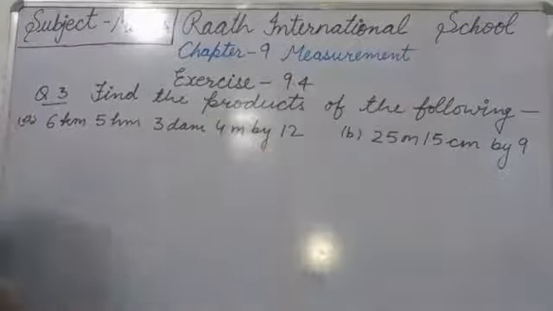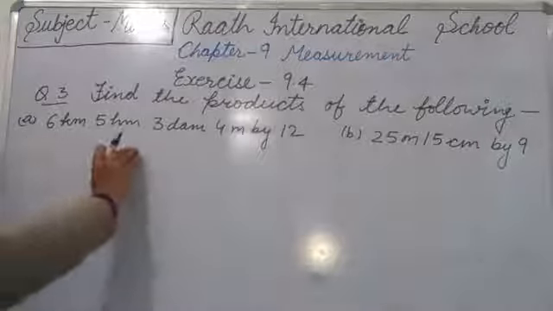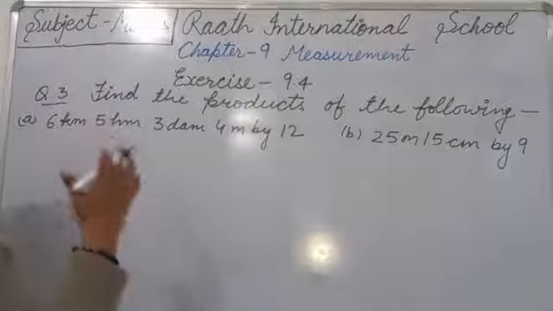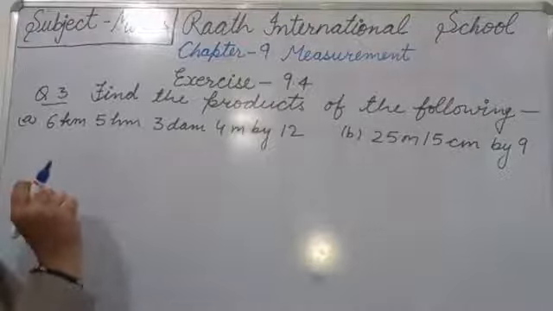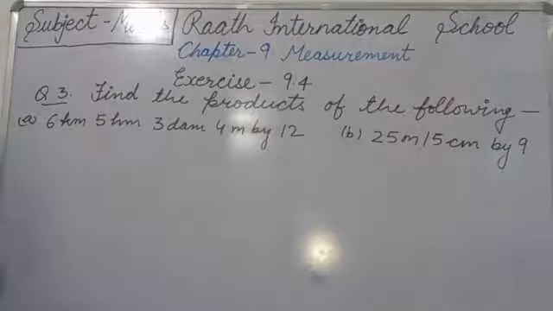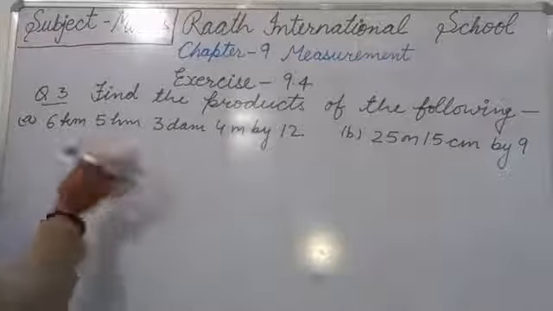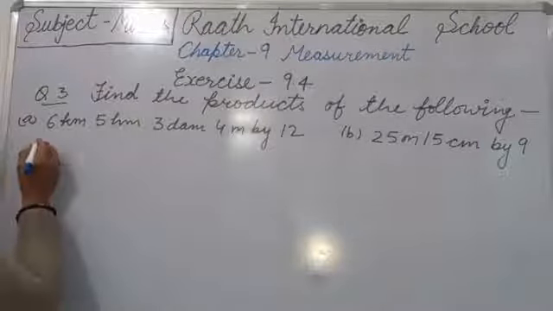12 se aapko multiply karna hai. Clear? So you can write the unit with the digits and then multiply. The second way is that we change this into the decimal form and then we multiply. So we will do the second method. We will change it into the decimal form and then we will multiply. So firstly we write this. We will start our solution.